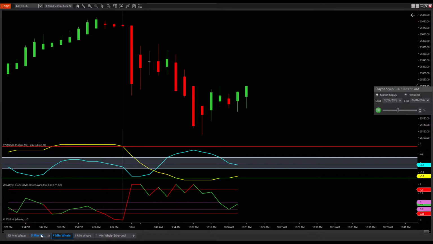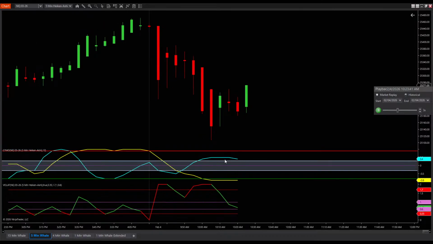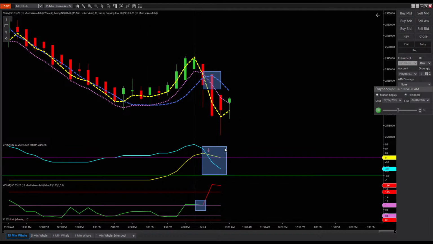See if we have anything on the 5. We still don't have anything on the 5 right there to give us a clue that price is actually going down at all. Our bias is still intact. It is still to the downside, okay? Still to the downside right there.